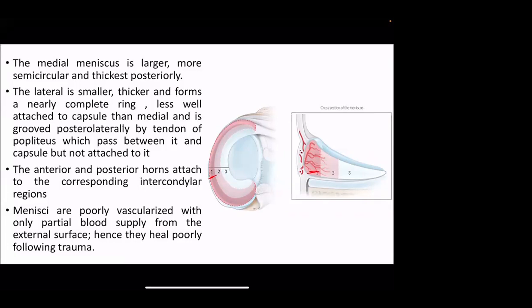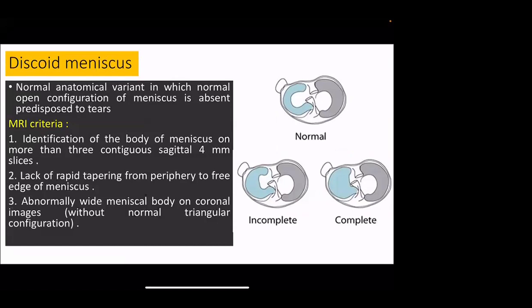Discoid meniscus. This is a normal anatomical variant in which the normal open configuration of the meniscus is absent, predisposed to tears. MRI criteria of discoid meniscus are identification of the body of the meniscus on more than 3 contiguous sagittal 4mm slices, lack of rapid tapering from periphery to free edge of the meniscus, and abnormally wide meniscal body on coronal images without normal triangular configuration. This is the normal meniscus, and this is incomplete discoid meniscus, and this is complete discoid meniscus.